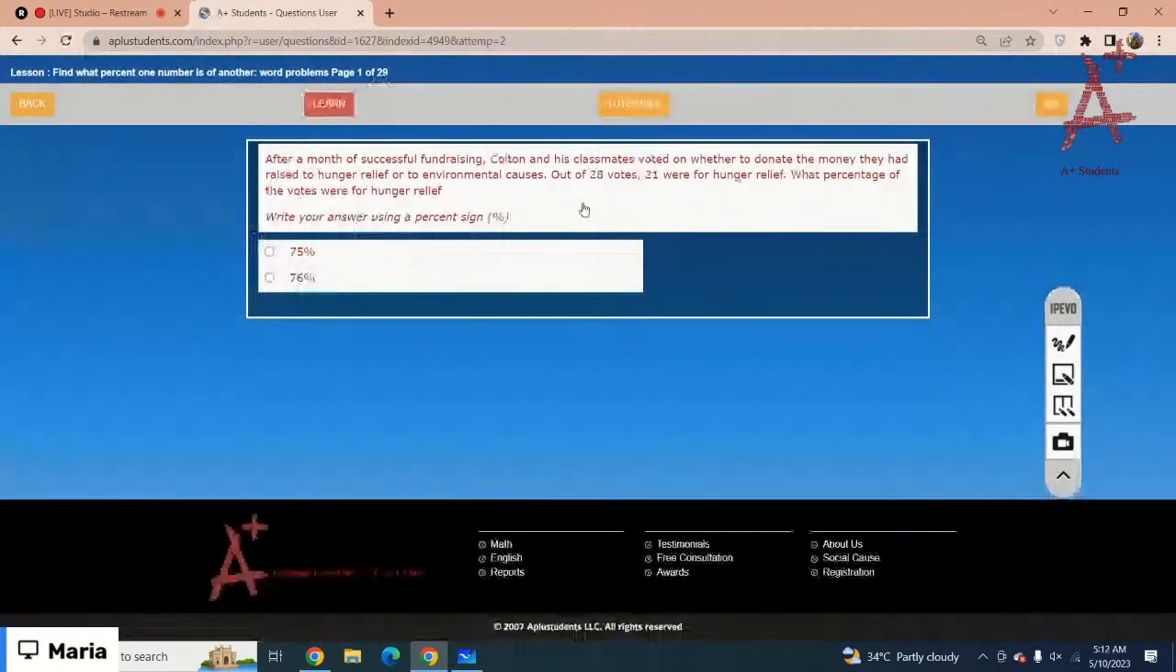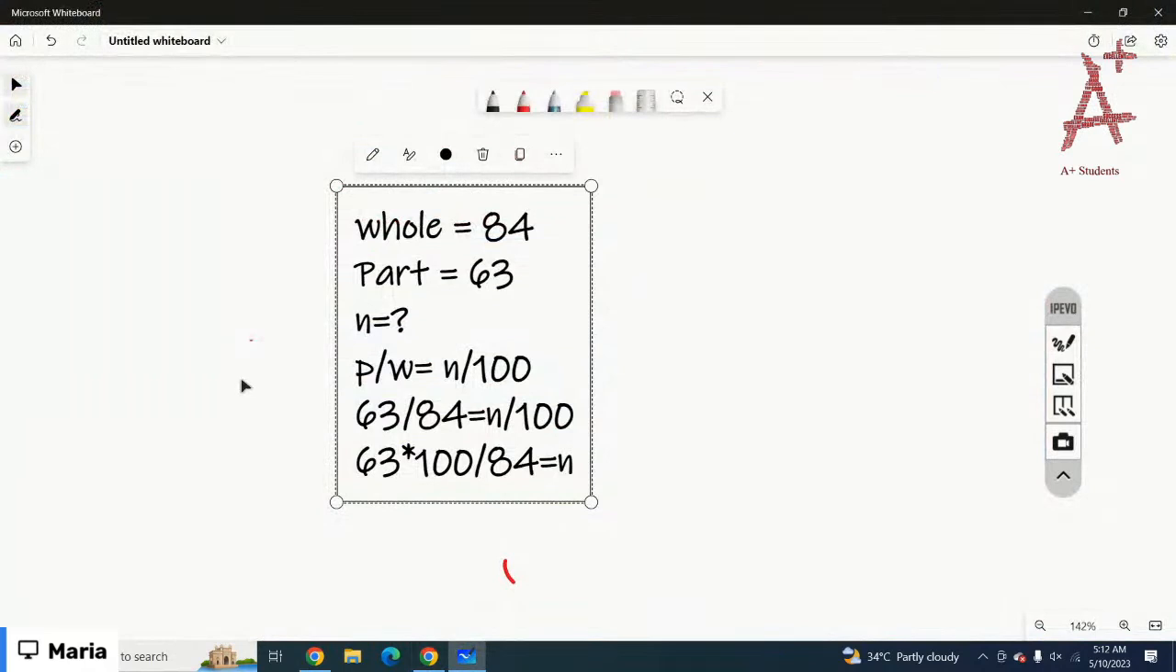Okay, after a month of successful fundraising, Colton and his classmates voted on whether to donate the money they had raised to hunger relief or to environmental causes. Out of 28 votes, 21 were for hunger relief. What percentage of the votes were for hunger relief? So the total is here 28. The part would be 21. You just need to use the same proportion and calculate the percent. Got it? So the whole is 28, the part is 21.